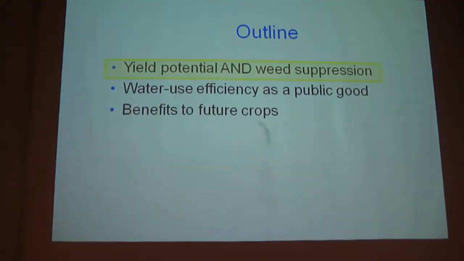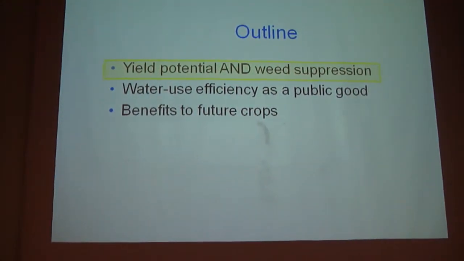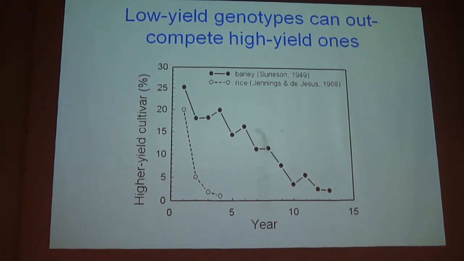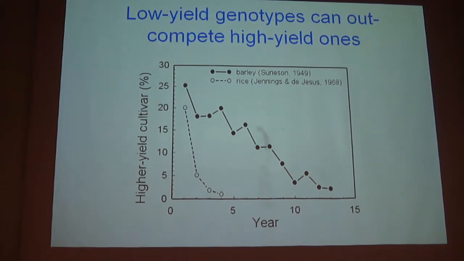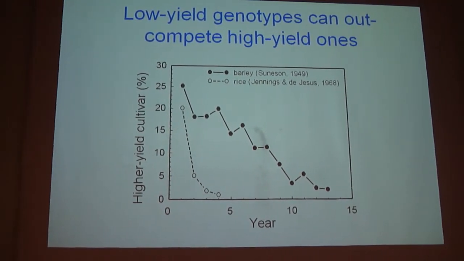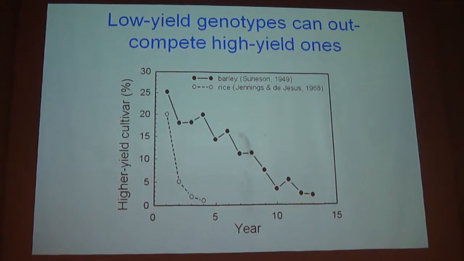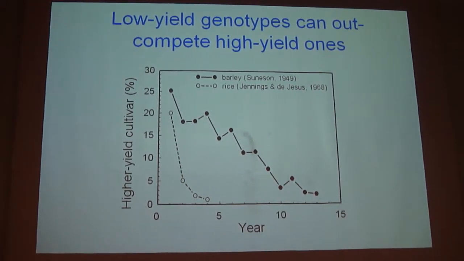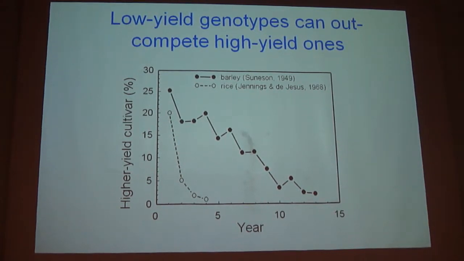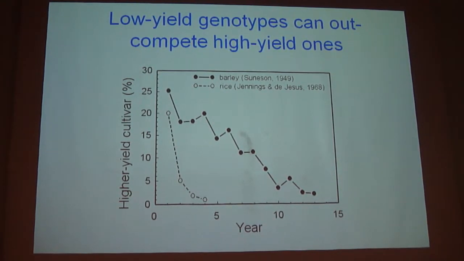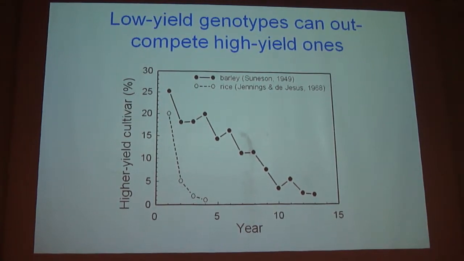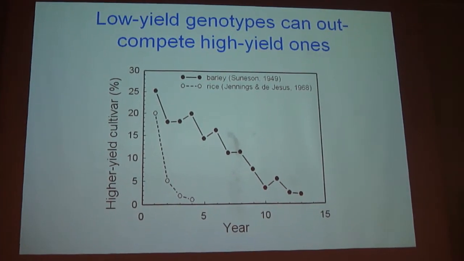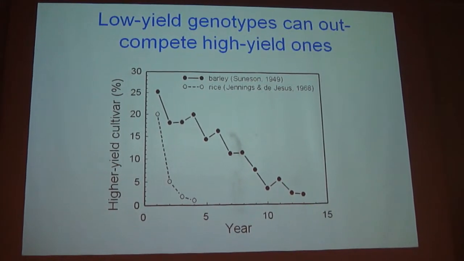So starting first with yield potential and weed suppression. I've showed this slide a couple of times already, and what it shows is the disappearance of a high yield potential genotype when it has to compete with lower yield potential genotypes that happen to be taller or have more horizontal leaves or more branching, more tillering, etc. Data for both barley and for rice.